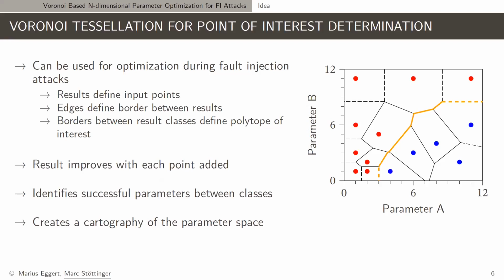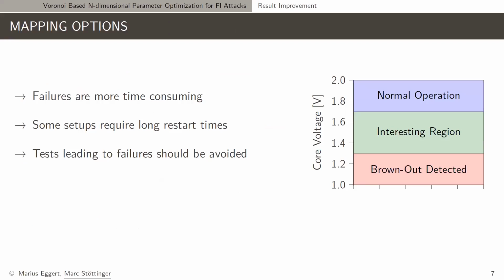I will now motivate this with a very simple setup with voltage glitching. When you look at voltage glitching, you actually do not have two operations for your fault injection setup, you have three classes you're interested in. One class where normal operation happens: you inject the fault, nothing happens. Then you have the class where you inject the fault and get the brownout detection area, and your device shuts down. You do not want this case. You actually want to get into this interesting region where you inject a fault and the output is altered.